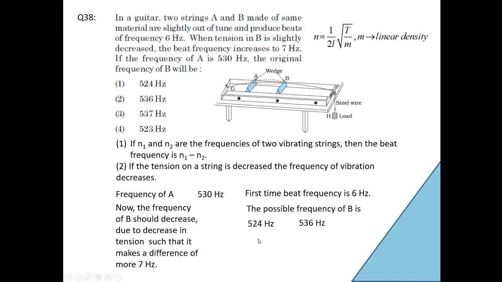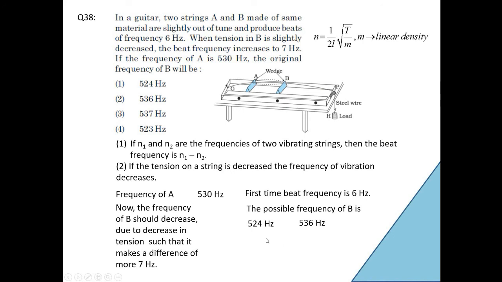Therefore, the beat frequency for the second time is 7 Hertz. So I will explain once again. Two strings, frequency of string A is 530, frequency of B is not given, but it is given that when A vibrates with B, it produces 6 Hertz. So B should have a frequency of 524 or 536. The string B's tension is decreased, therefore the frequency of B, whether 524 or 536, has to decrease from these two values.